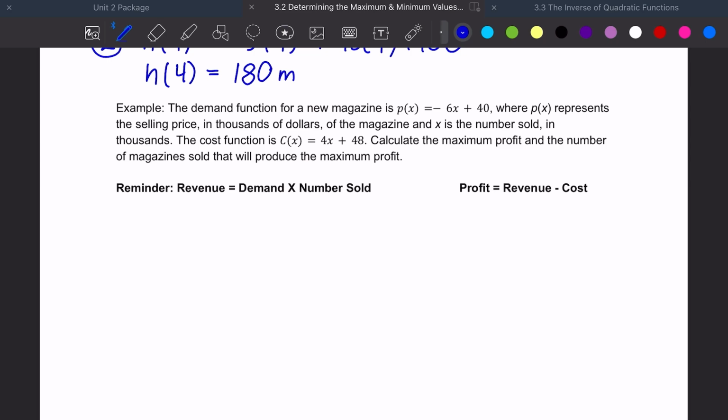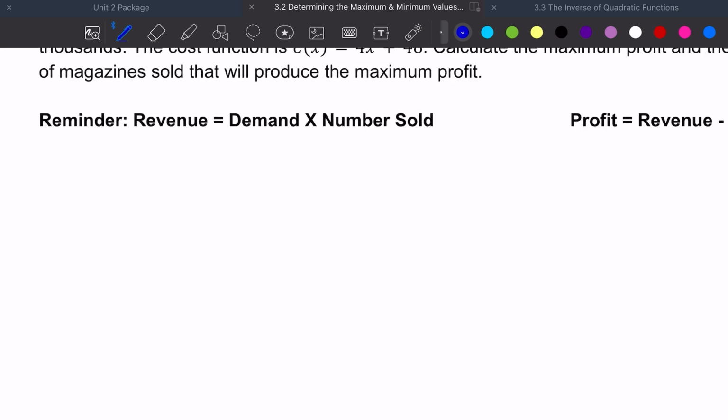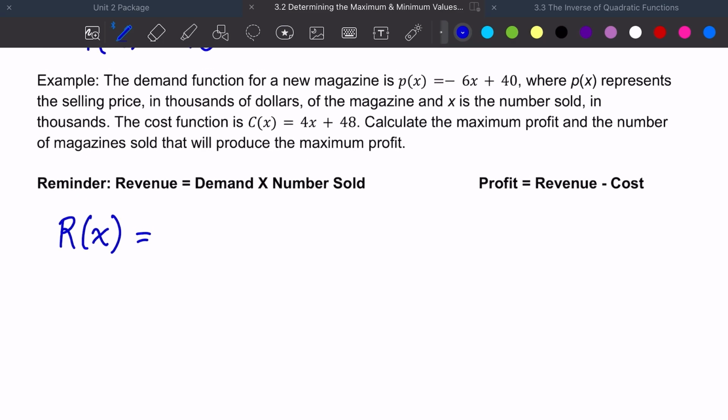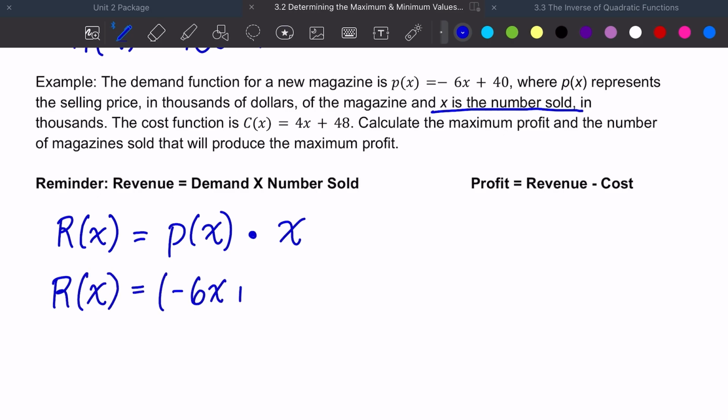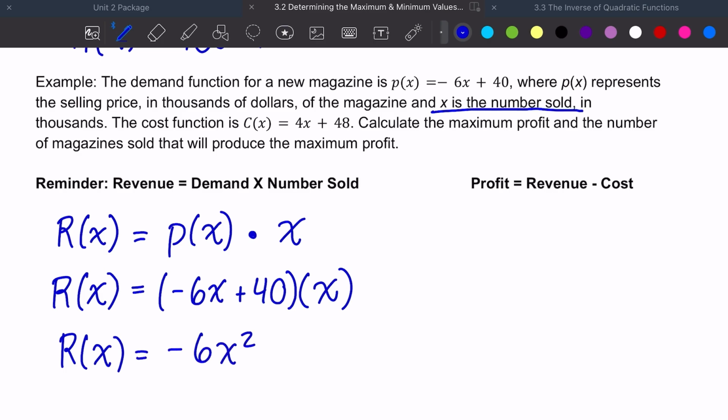So we can't just go into completing the square. We have to do some manipulation first. And that's why I put a reminder. Revenue is equal to demand times number of items sold. So my revenue function is going to be equal to the demand function, P of X, times the number of magazines sold. X is the number of magazines sold. So I just have to multiply the demand function by X, which is going to be negative 6X plus 40 times X, which simplified just gives me negative 6X squared plus 40X.